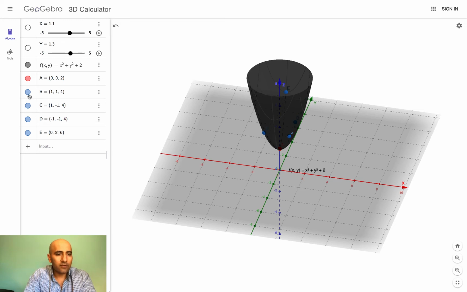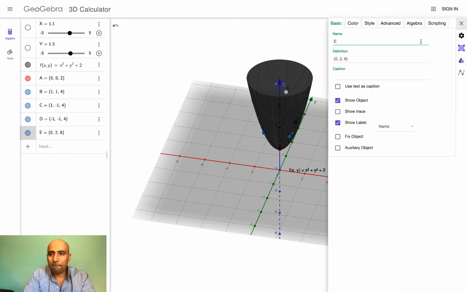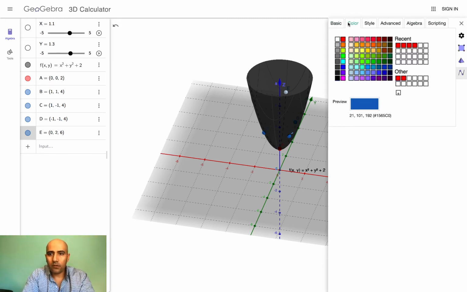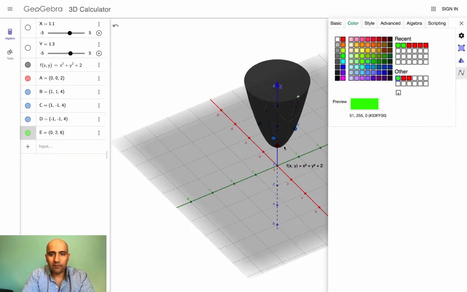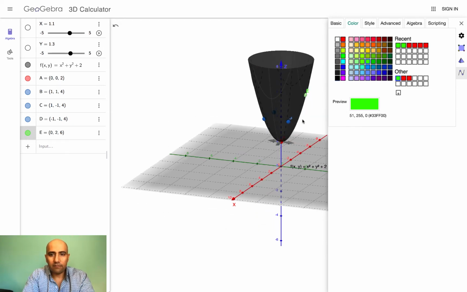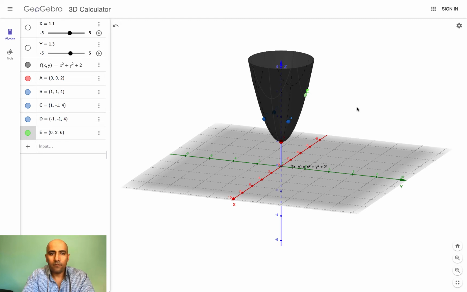And let's change the color on this one. I just want it to pop out a little bit more. Colors, I don't know, how about green. Okay, so there's that one, E. Good. Okay, so we get the point.